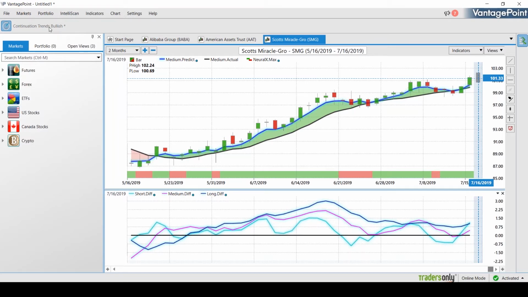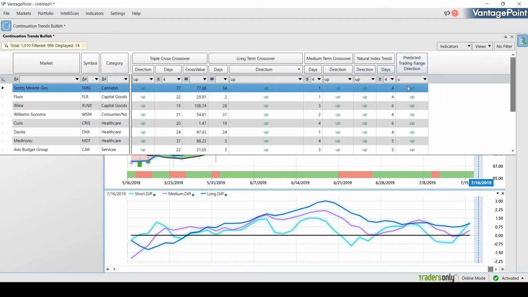And you can see we found that just by tweaking this predicted trading range direction. So another fantastic tool and scan here that you can utilize for a continuation of those bullish trends.